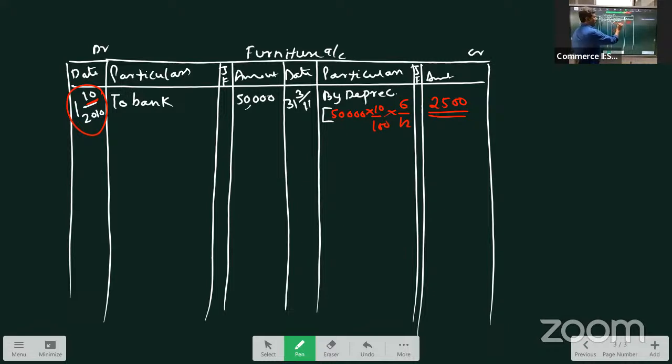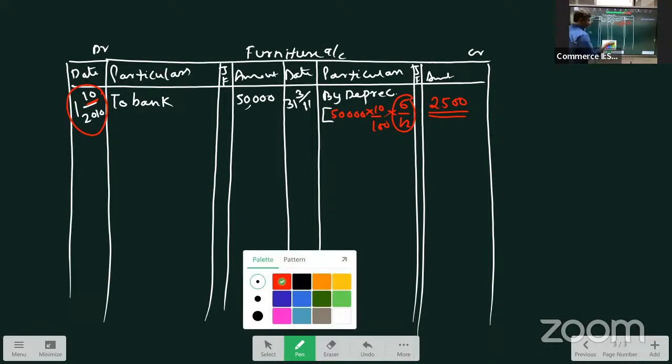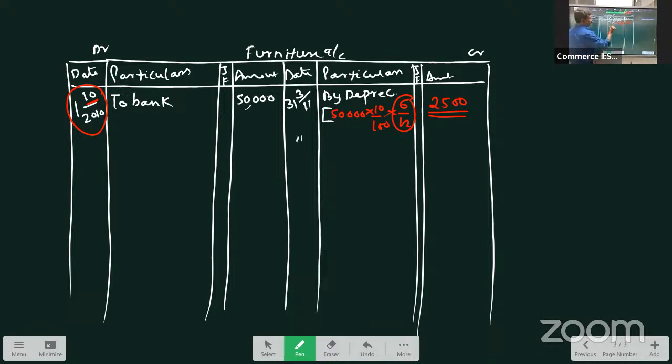50,000, 10 by 100 into 6 months. Why 6 months? Because the asset was purchased in the month of October. From October to March, we have 6 months. Now let us balance it. Let us close the furniture account.